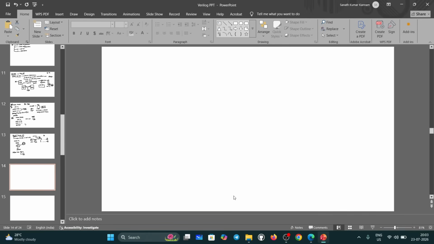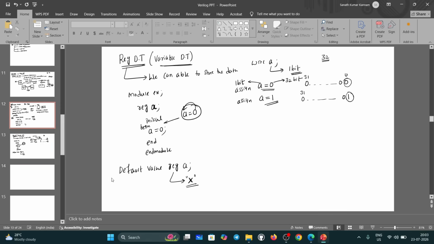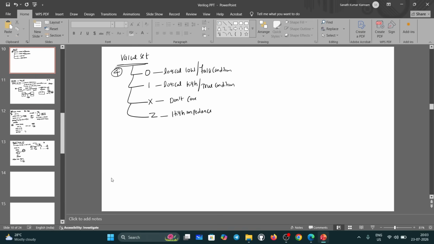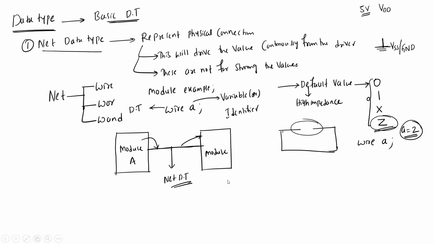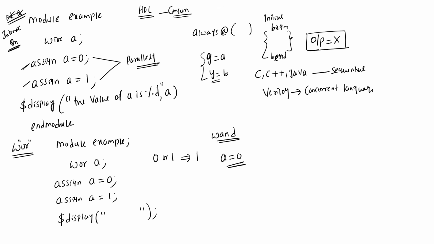Okay. So in the last class we saw the different value sets and data types. What are the data types, like reg data type and net data type? We already saw them, no? Okay. Today we'll see the next topic.